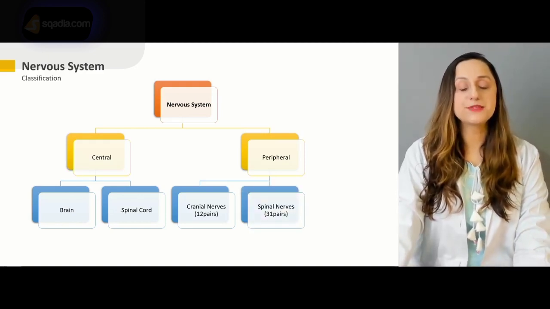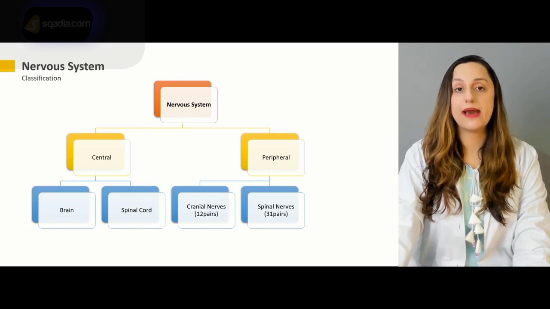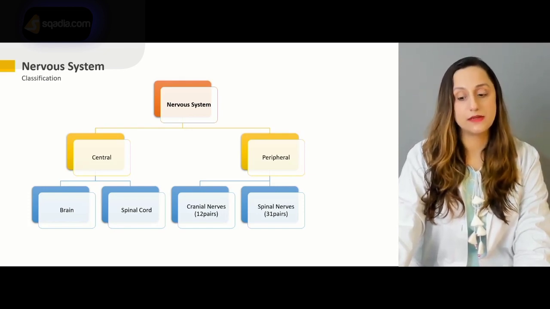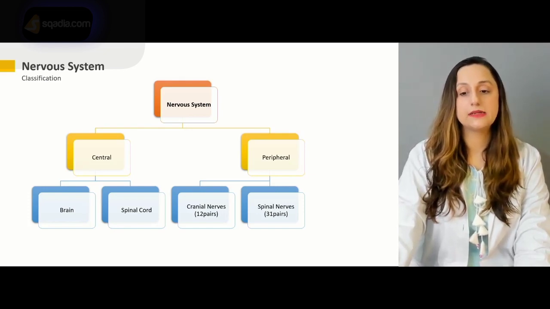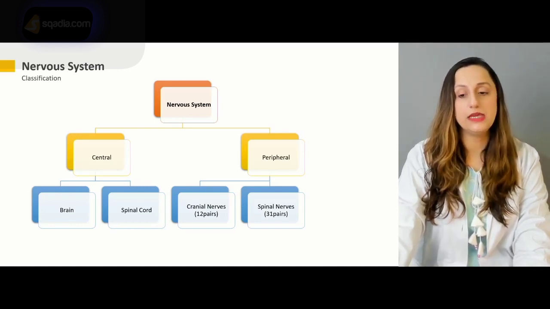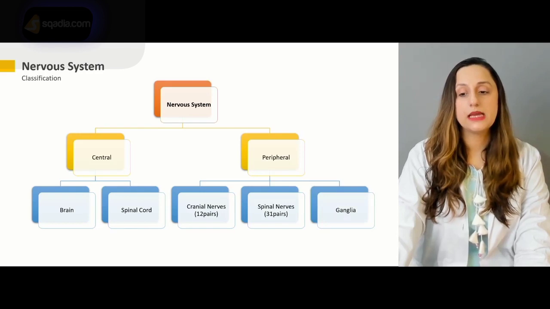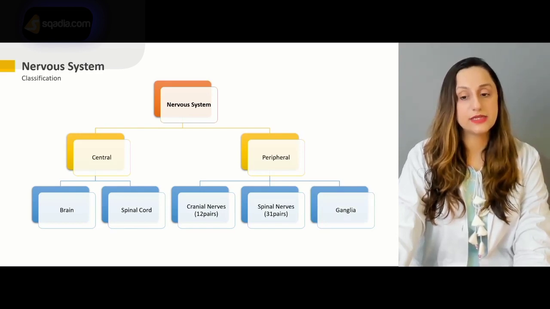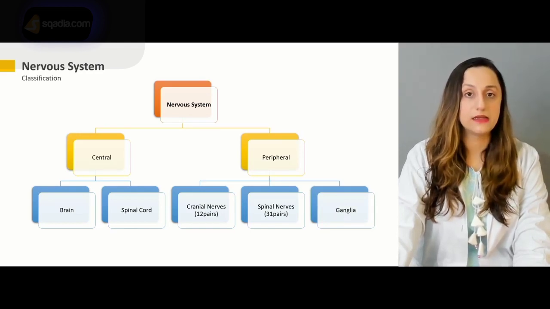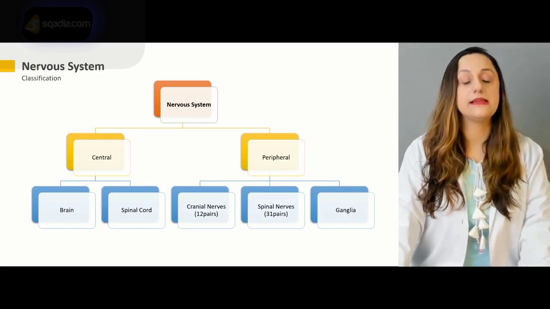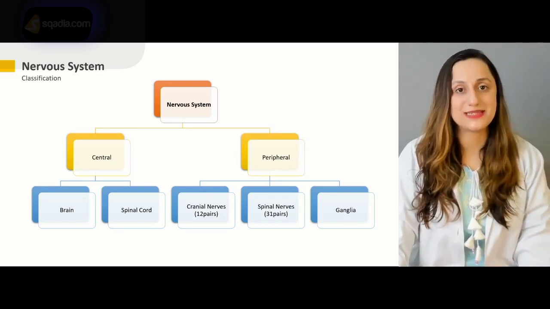Then we have the spinal nerves. We have 31 pairs of spinal nerves, and they come out at different levels of the vertebral column. We have the ganglia that are associated with the spinal nerves, and they are a part of the peripheral nervous system.